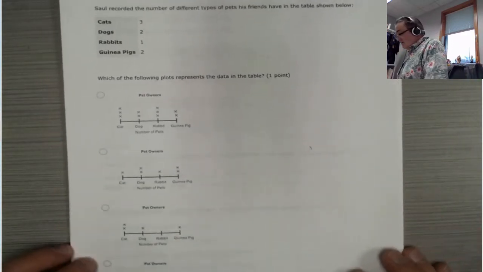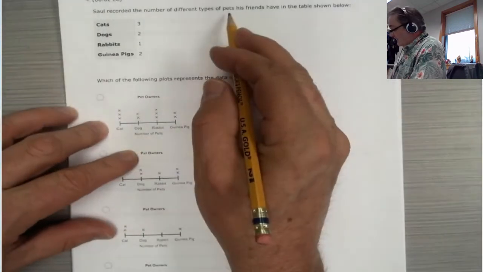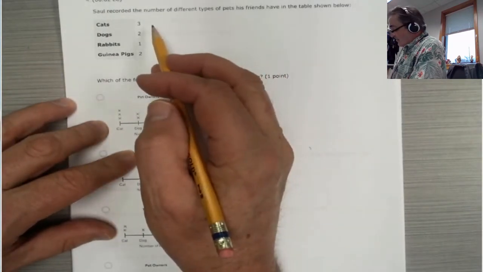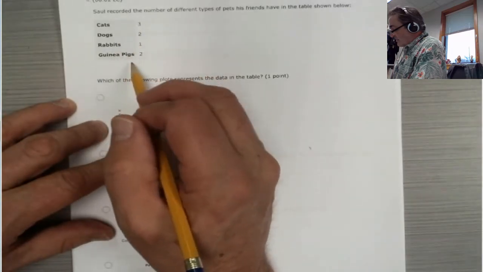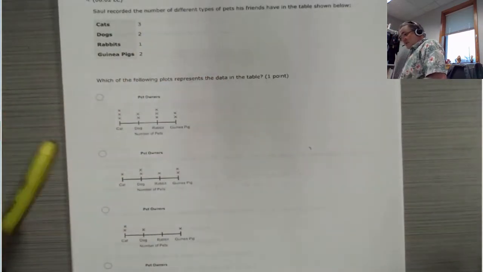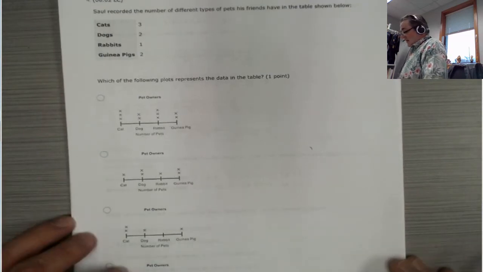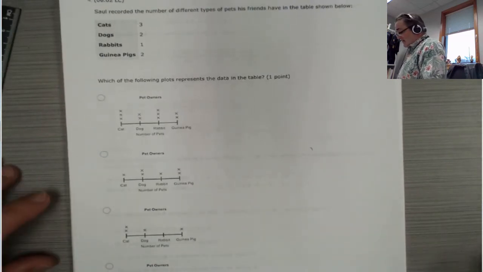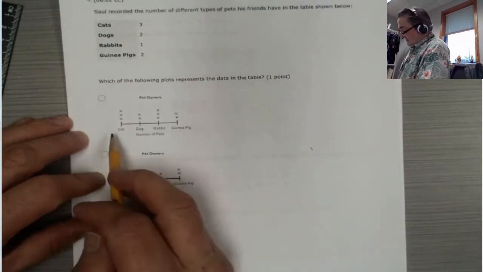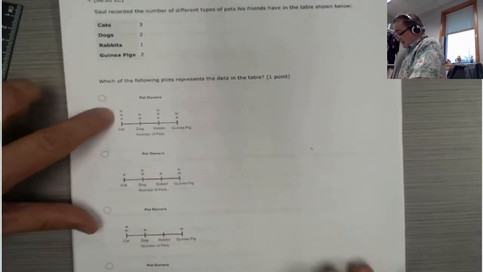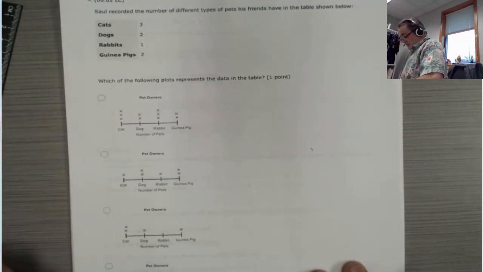Saul recorded the number of different types of pets that his friends have in the table below. So 3 of his friends have cats, 2 have dogs, 1 rabbit, and 2 have guinea pigs. Which of the following plots represents the data in the table? All right, so it's kind of like a dot plot, but they used X's instead. You know, did cat, dog, rabbit, guinea pig. Let's see the differences. 3, 1, 2, 3.